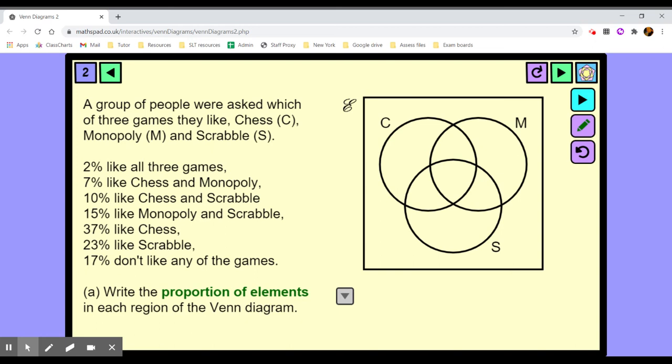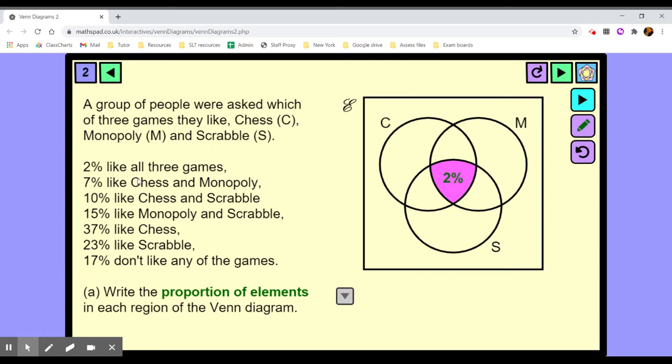Right, so we've got a group of people that were asked which of the 3 games they like: chess, Monopoly, and Scrabble. We know that 2% like all 3 games, so that's this bit in the middle. Okay, so we're going to put our 2% in there.